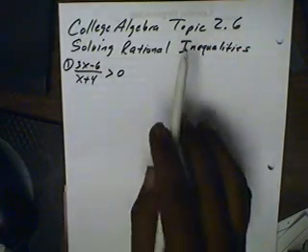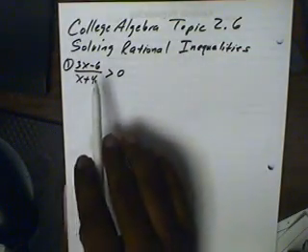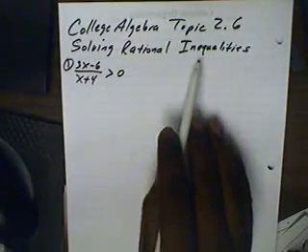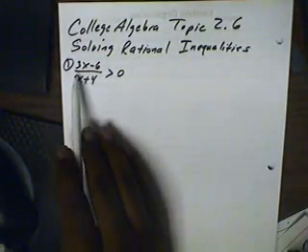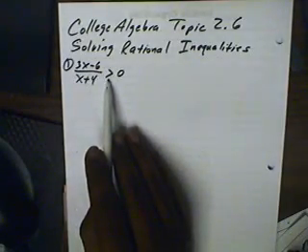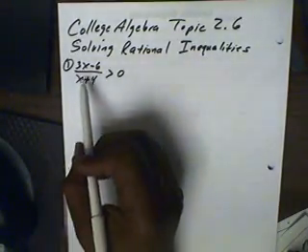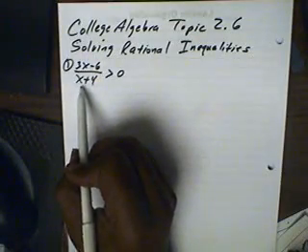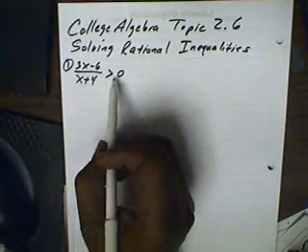Okay, college algebra. Topic 2.6. We'll be solving rational inequalities. Rational is basically the idea that we have this big fraction bar. Inequalities that we're using greater than, less than signs. Now let's start off with this one. This is 3x minus 6 all over x plus 4 greater than 0.